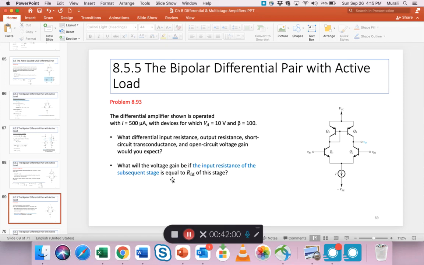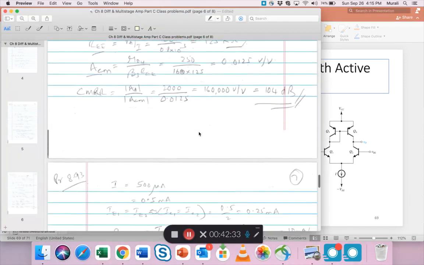What would be the voltage gain if the input resistance of the subsequent stage is equal to RID of the stage? So RID of this stage equals the input resistance of the next stage, right? So that's what's being asked. All right, so let's see how to solve this. It's a pretty straightforward problem, 893.